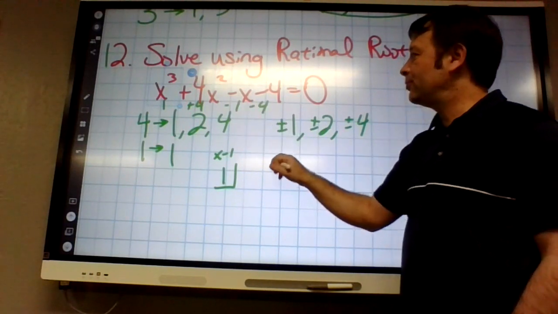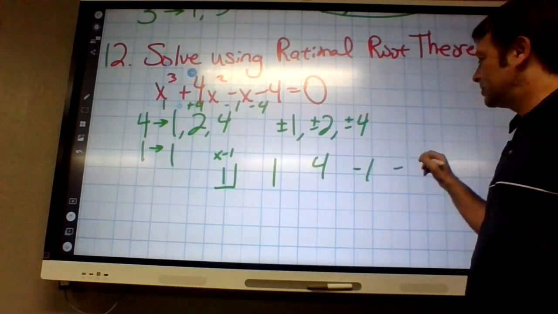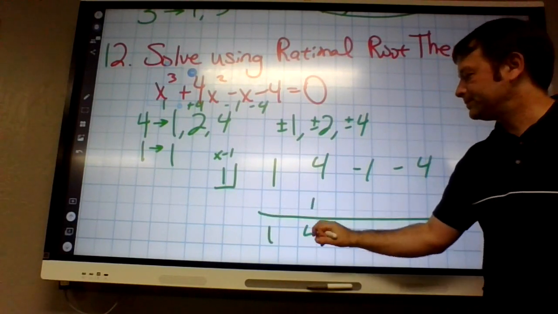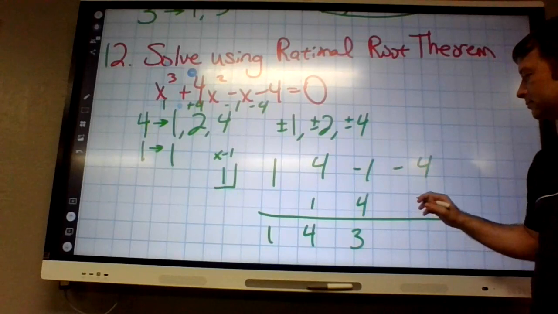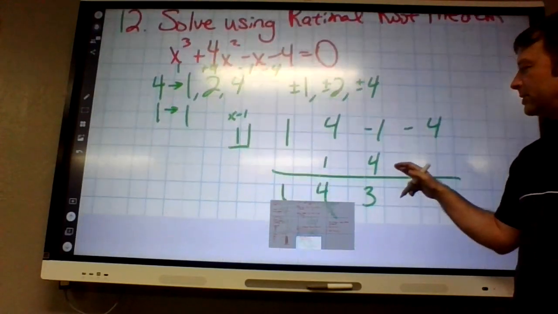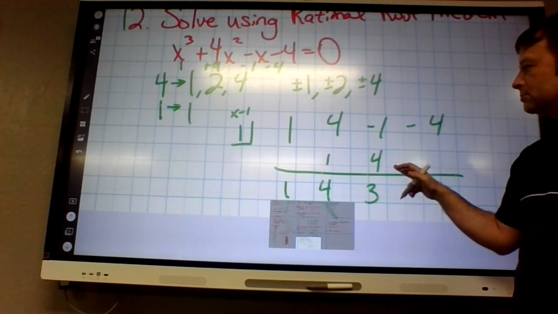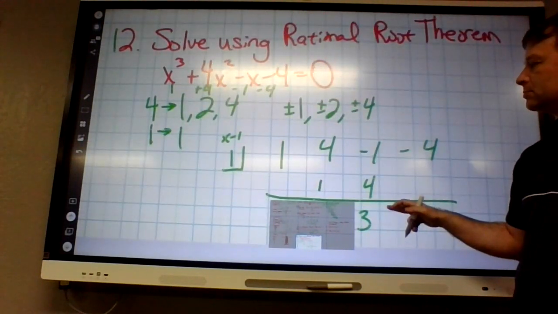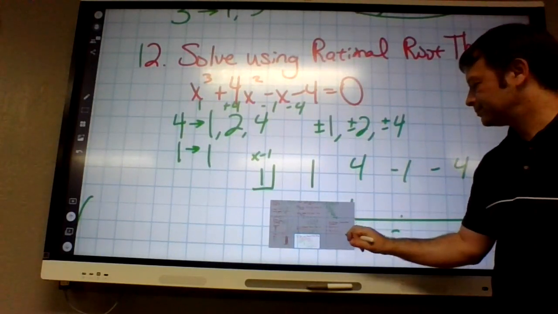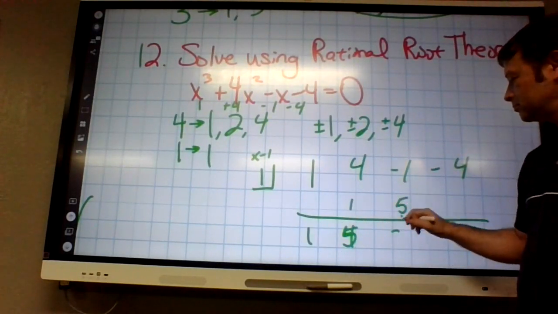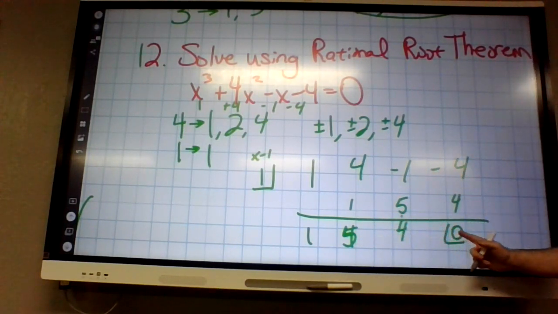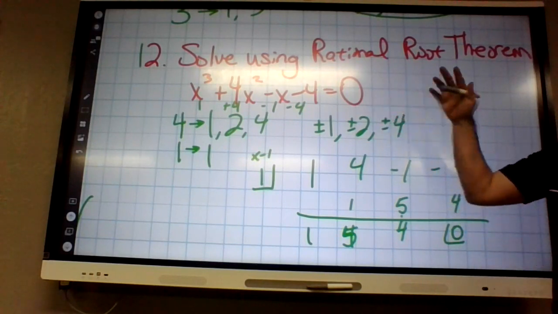So 1, 4, negative 1. Okay, add down, multiply up. Make sure you make it nice for everyone on the second line. I was multiplying. Okay, so I knew it was wrong because this needs to come out to 0. It should equal 0.